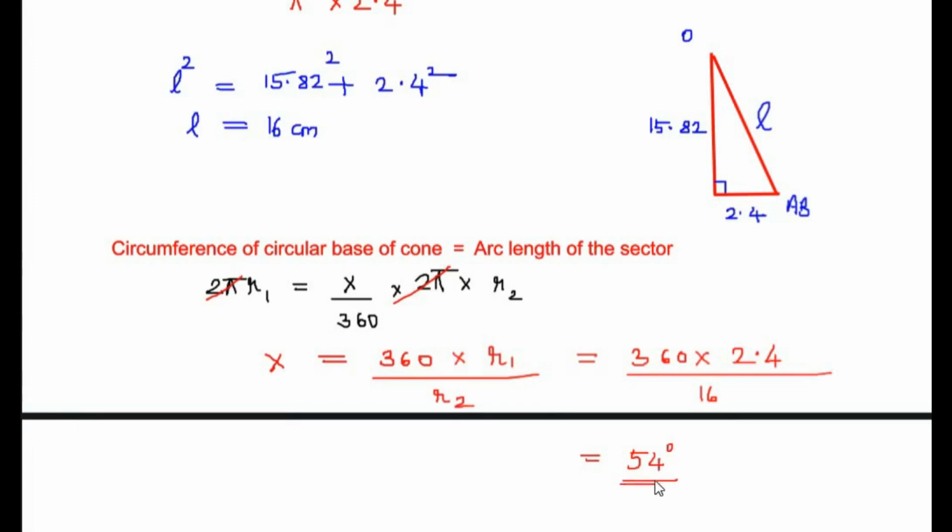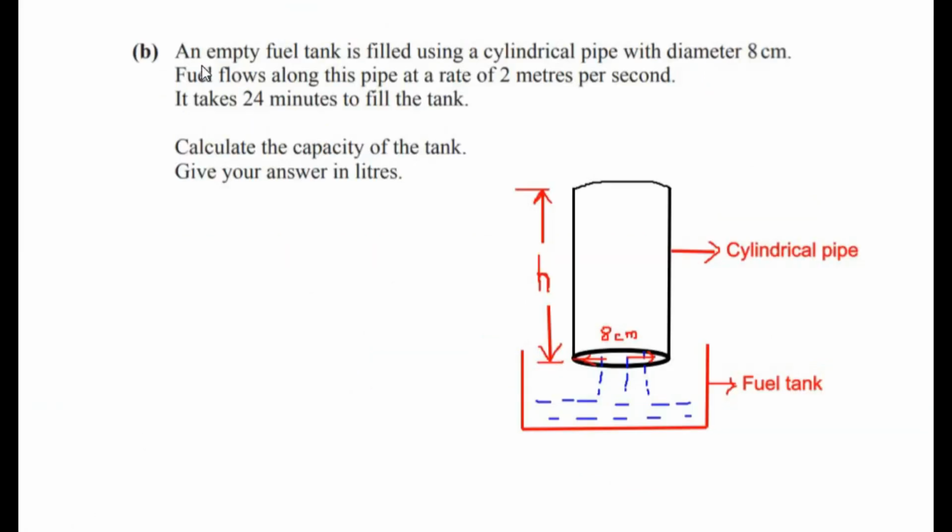Now let us look at part B of this question. An empty fuel tank is filled using a cylindrical pipe with diameter 8 cm. Fuel flows along this pipe at a rate of 2 meters per second. It takes 24 minutes to fill the tank. Calculate the capacity of the tank, and we have to give the answer in liters.